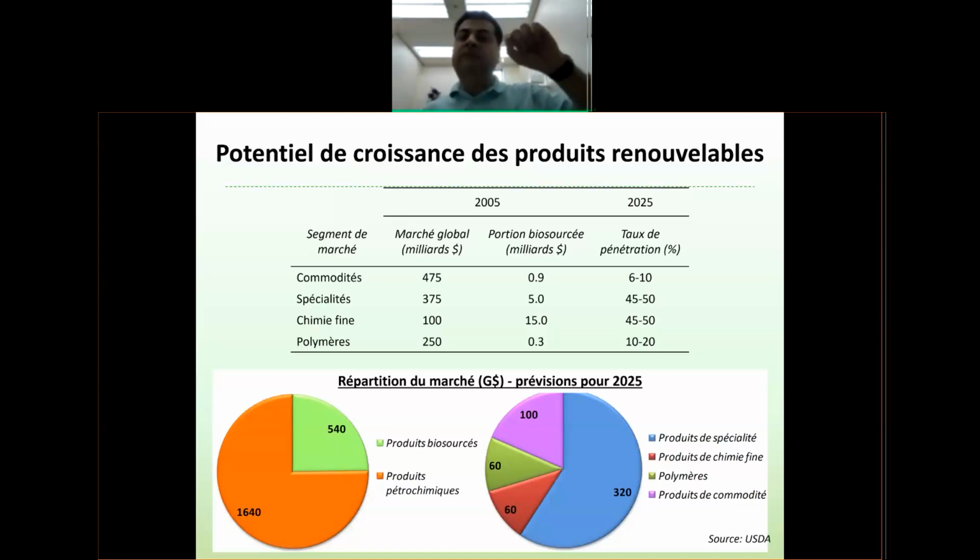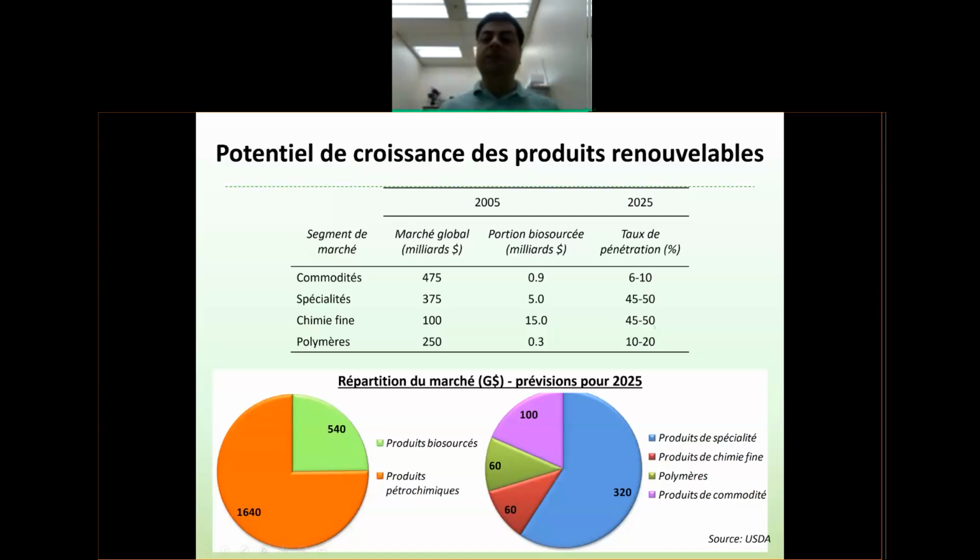They require very, very high purities. You can see that these are big markets, but bio-based products have in total a very low contribution in this market. It's less than 2%. But it is expected that by 2025, the market penetration of these bio-based products is going to grow from 6% to 50%.